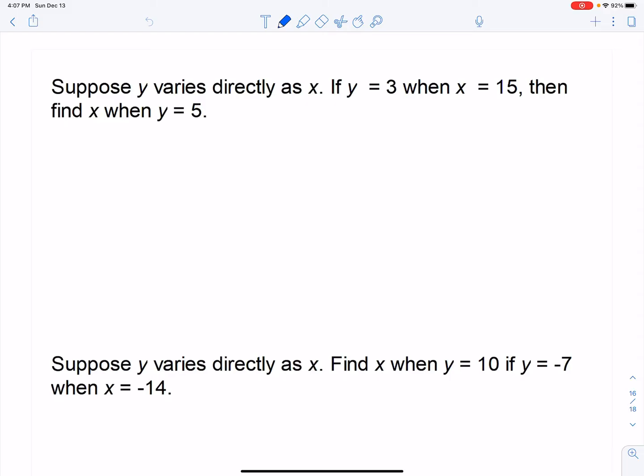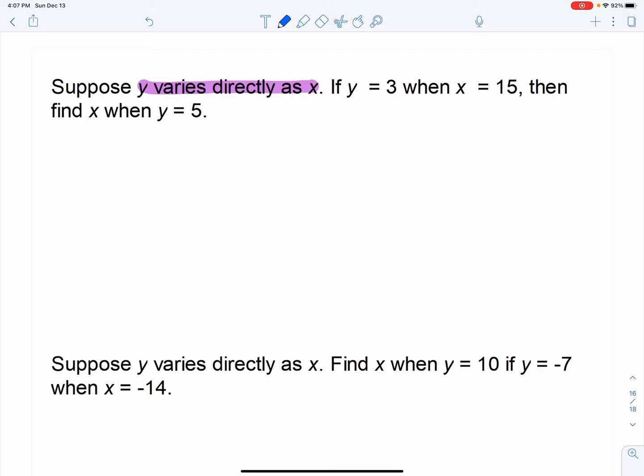So the first question says, suppose y varies directly as x. And we remember that right there is the key phrase that we're looking for whenever we want to deal with direct variation. Y varies directly as x. Okay, and we know that when it says that, all we're going to do is set up a proportion to find the missing value. So the rest of the question says, if y equals 3 when x is 15, then find x when y is equal to 5.